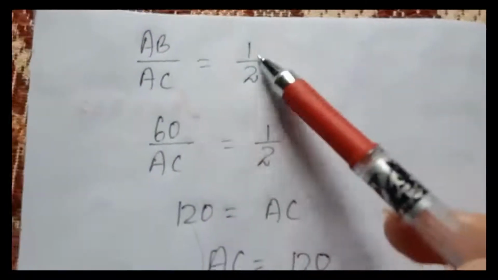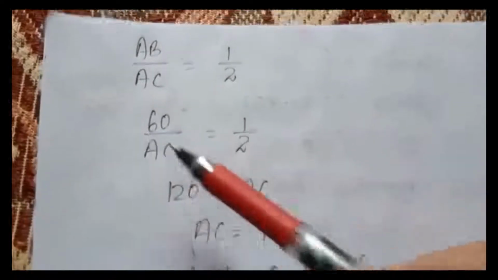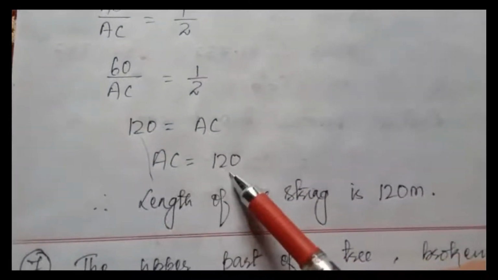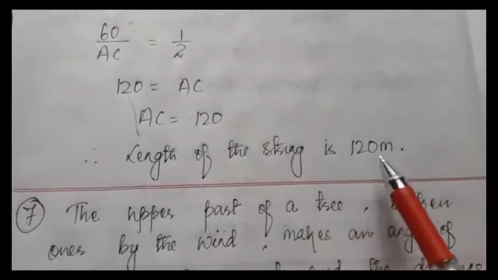AB by AC is equal to half. AB is given 60. 60 by AC is equal to half. Cross multiplication, 120 is equal to AC. Now AC is 120, so this is the length of the string. The length of the string is 120 meters.